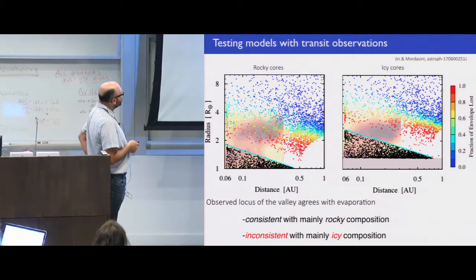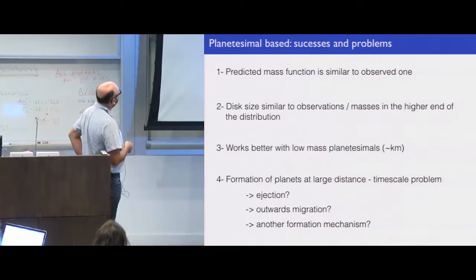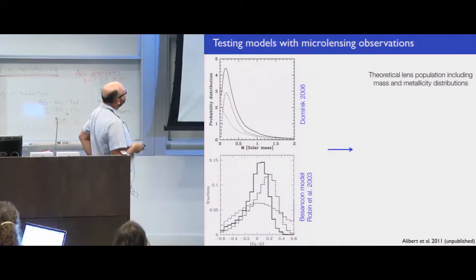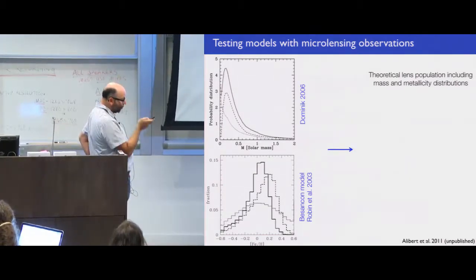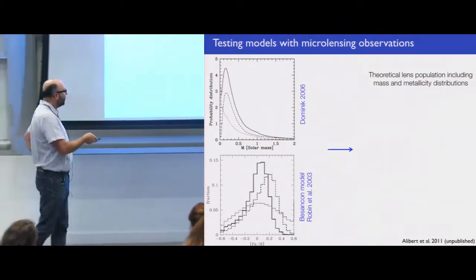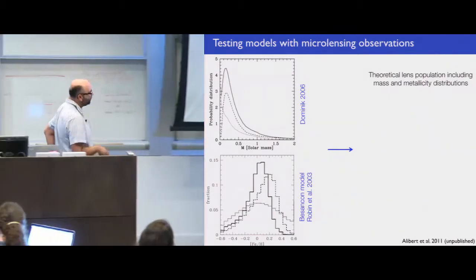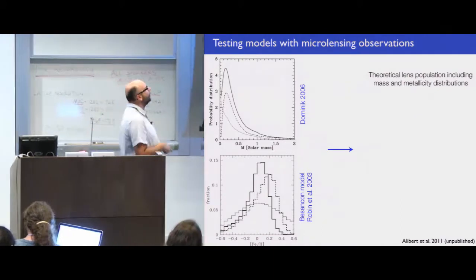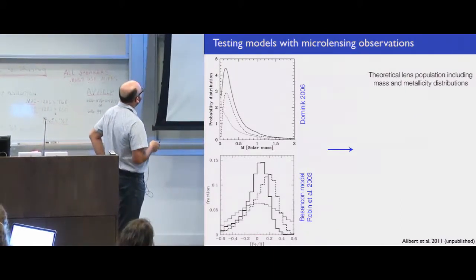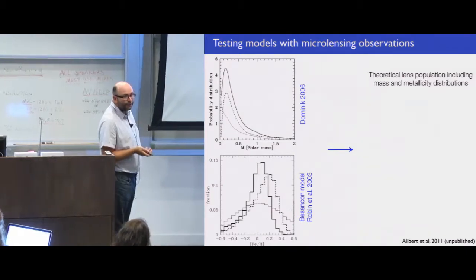Now, something that is interesting is to try to make predictions. So something that we did, in fact, a long time ago, you don't see the reference, but that's Alibert et al. 2011, unpublished. So again, you will never find this paper. It was submitted, but we didn't finish the publication. I will explain later why. So what you can do is to try to make predictions for microlensing.